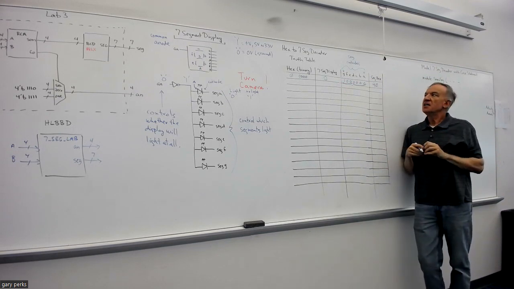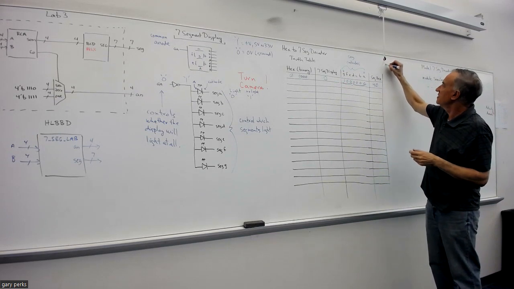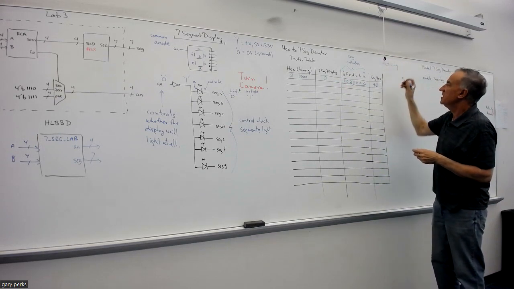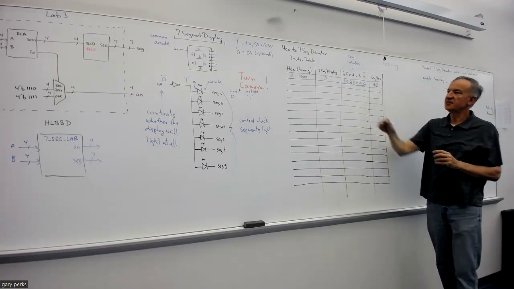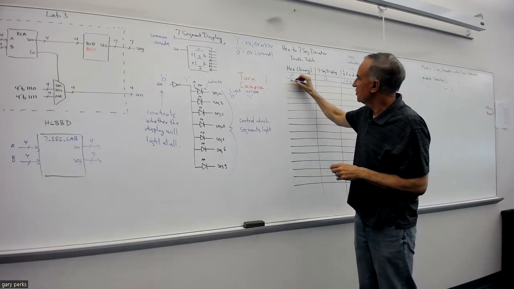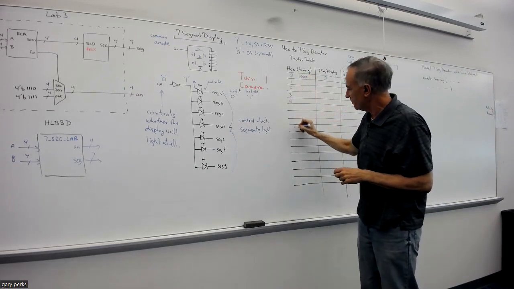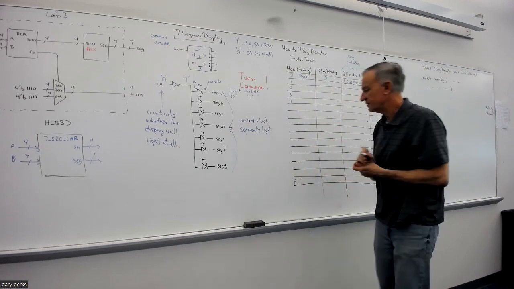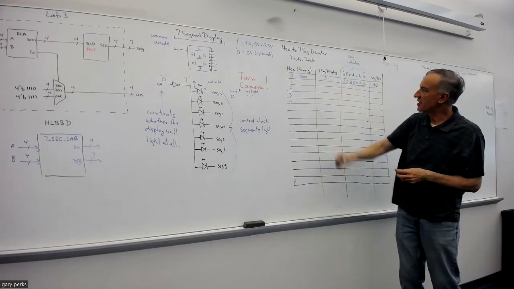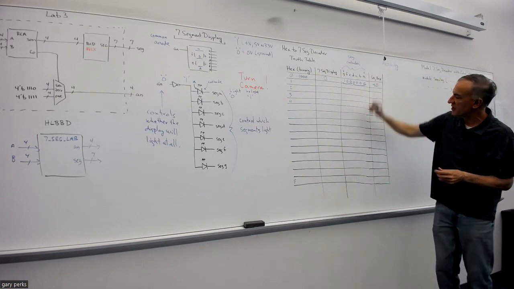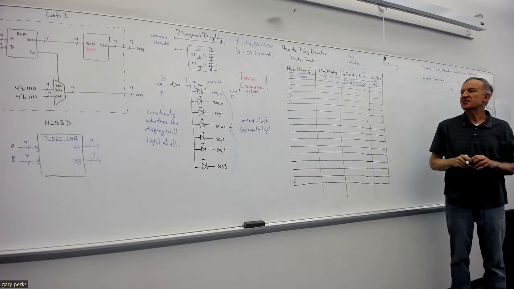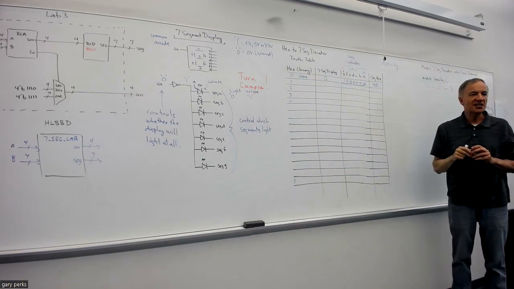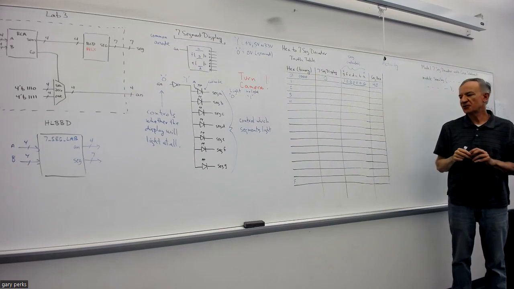Okay. Now, the activity today: you need to finish this page. 16 rows. You're going to go 0, 1, 2, 3, 4, all the way to F. Do you want to see another row? Which row do you want to see?